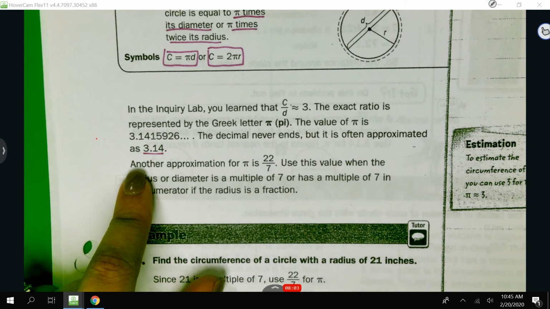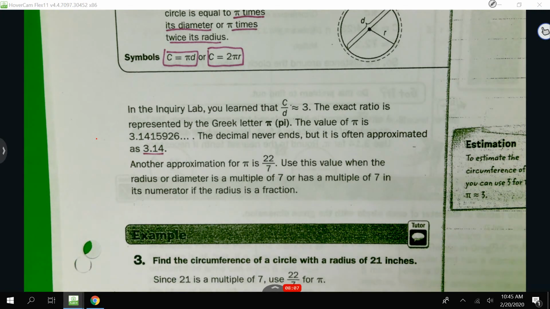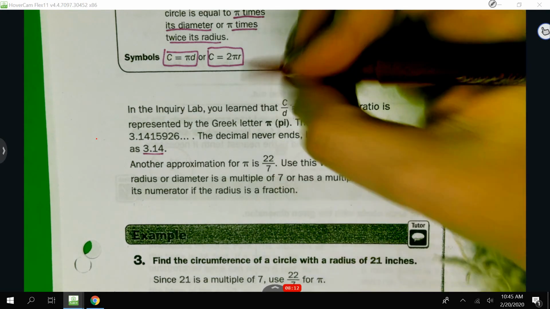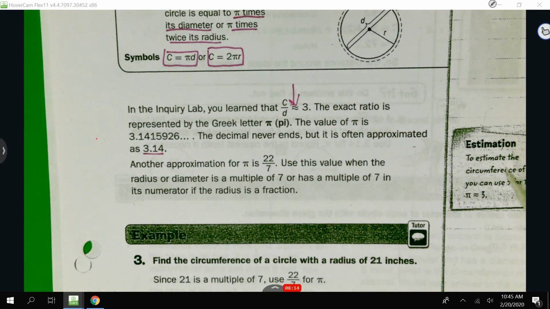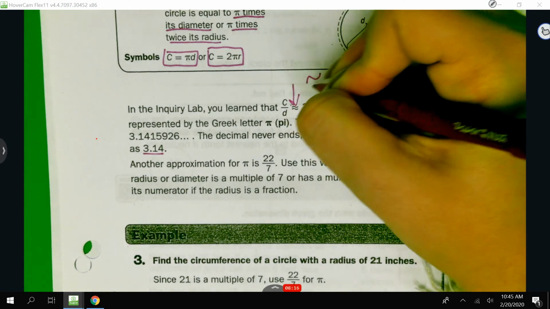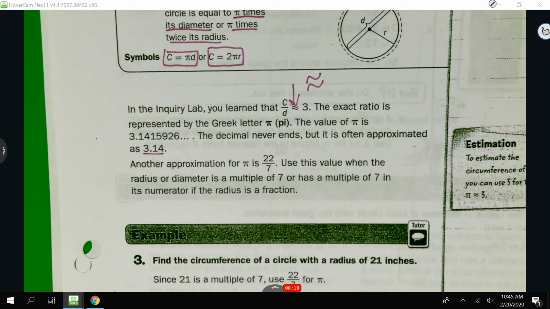Because we are approximating, anytime you're finding circumference, that means it's never going to be an exact value. So when you find the circumference, you're going to use this approximation symbol right there. It's like an equal sign, but it's a squiggly equal sign. Okay. So it means that it is approximately whatever number you find.